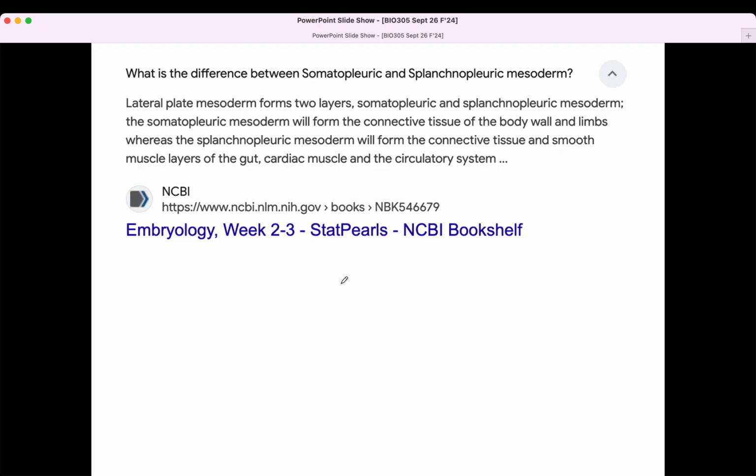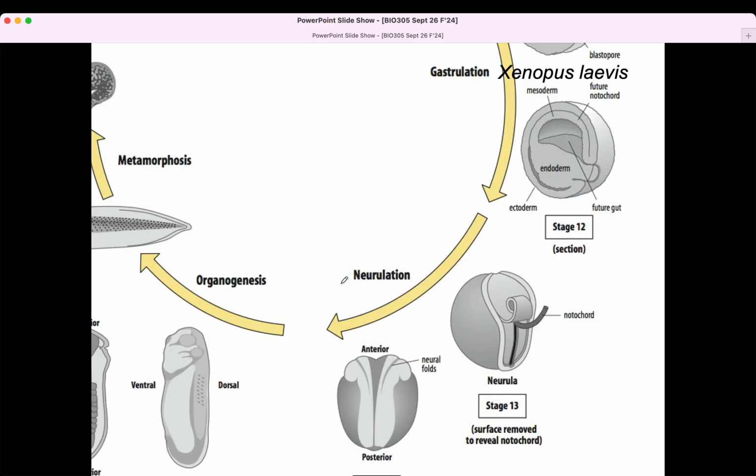All right, great. And so here's just the words up here. You can Google this and it will describe a little bit more. The splanchnopleura is just super significant in vertebrate body plans, okay?